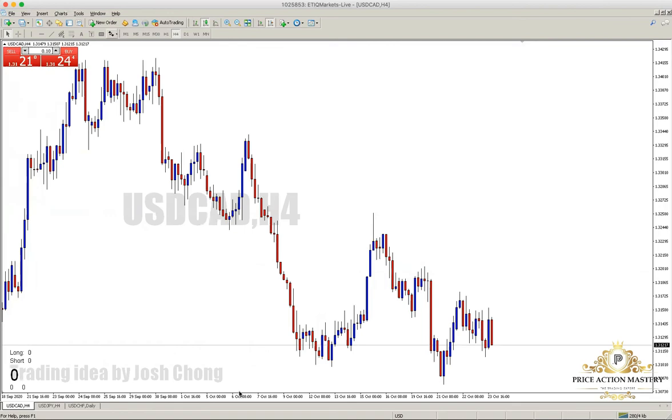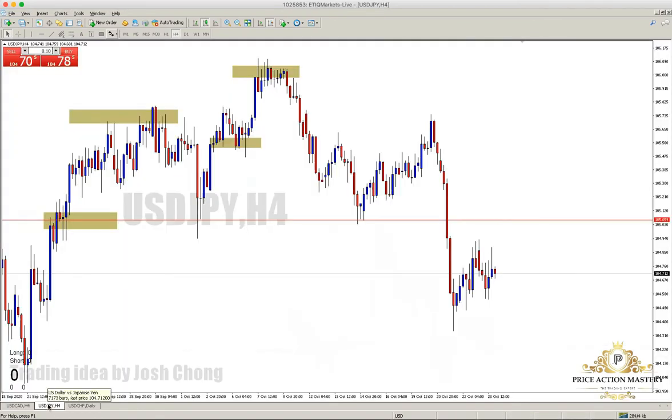Lastly, coming to USD CAD. Basically we can see that USD CAD is very clear. It's still in a downtrend. So I'm expecting the market to retrace till this level, then we can look for a short opportunity. So at this level we can look for a short opportunity.